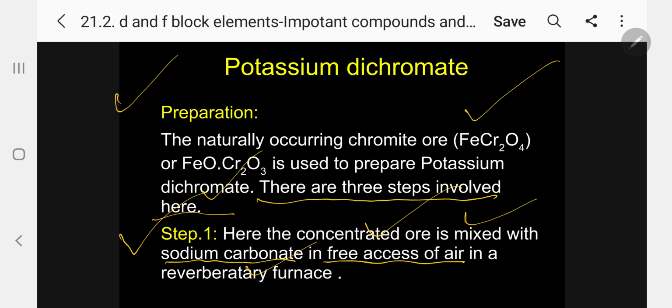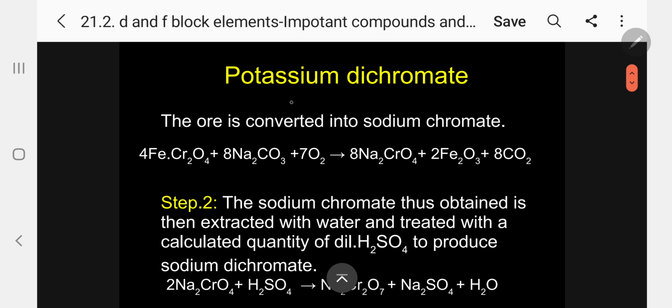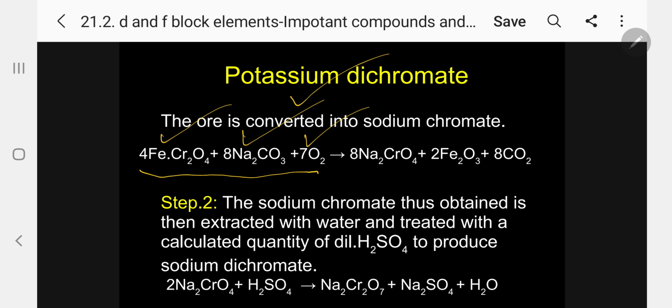We have already discussed there are 2 furnaces, one is reverberatory, another is flash furnace. In a reverberatory furnace, what is happening here? The ore is converted into sodium chromate. So, this is the ore, the ferrous oxide and chromium trioxide mixture, 4 moles. You take 8 moles of sodium carbonate and 7 O2, in the presence of oxygen. That is called roasting. Kindly follow. So, it is converted into 8 moles of sodium chromate, 2 moles of ferric oxide, 8 moles of carbon dioxide. In the first step we are getting sodium chromate.